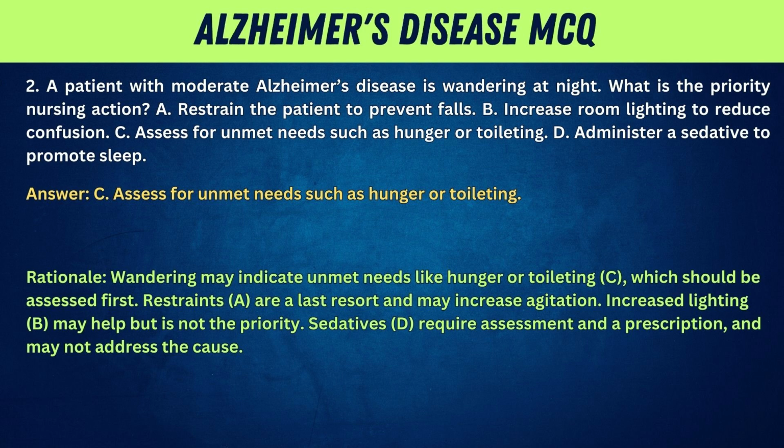Answer. C. Assess for unmet needs such as hunger or toileting. Rationale. Wandering may indicate unmet needs like hunger or toileting, C, which should be assessed first. Restraints, A, are a last resort and may increase agitation. Increased lighting, B, may help but is not the priority. Sedatives, D, require assessment and a prescription and may not address the cause.